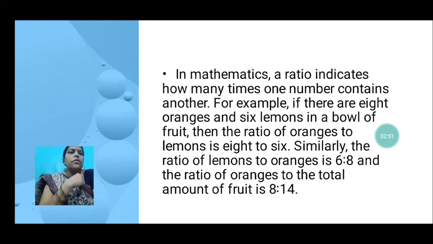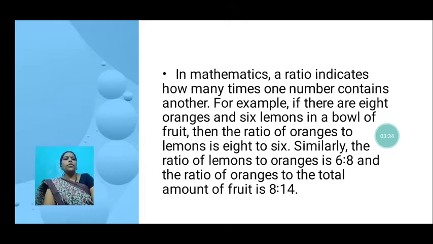Let us understand that. For example, if there are 8 oranges and 6 lemons in a bowl of fruit, then the ratio of oranges to lemons is 8:6. So here we can understand that oranges are 8 and lemons are 6, so the ratio is 8:6. Similarly, the ratio of lemons to oranges is 6:8. The number of lemons is 6 and the number of oranges is 8, so we read the ratio as 6:8.